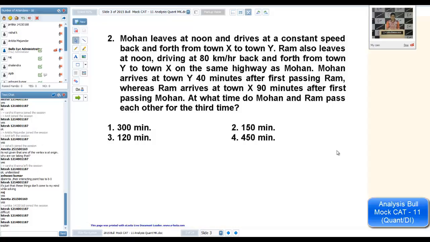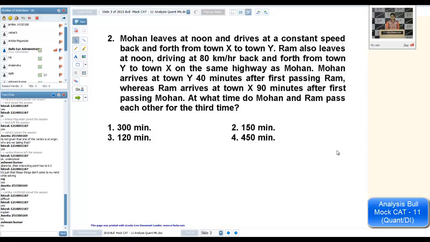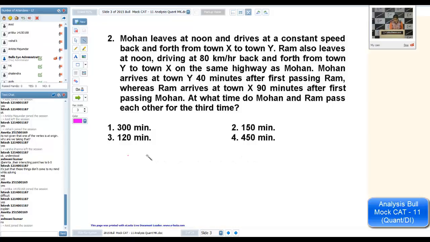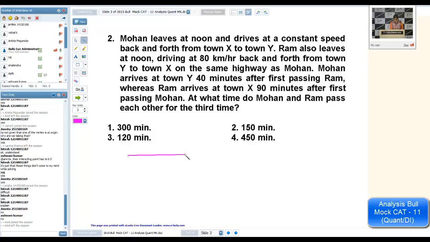Yes, Hitesh. See, Mohan leaves at noon and drives at a constant speed back and forth from town X to town Y. See, this is town X, town Y. Mohan is starting from X going to Y. And there is one more person, Ram. He is moving from Y to X. Both the persons are making to and fro motion.